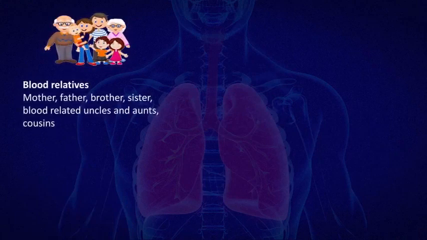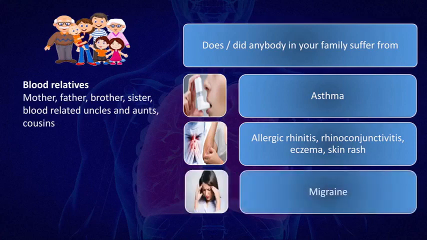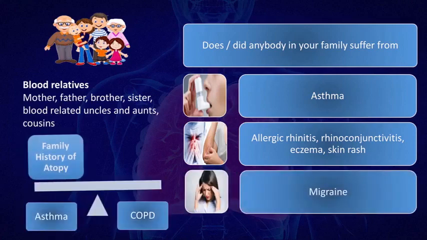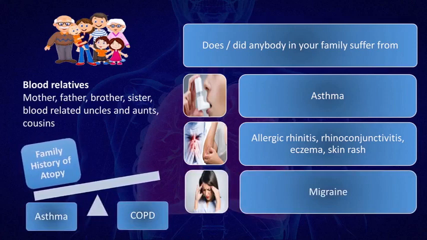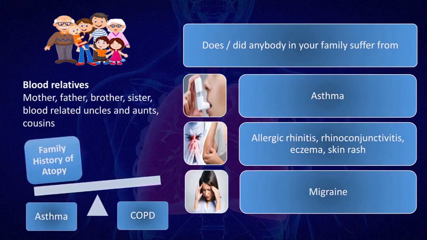Similarly, if anybody in the family of that patient had any of these atopic diseases, then the diagnosis goes a little more in favor of asthma. This is because we all know that asthma is a very strong genetic disease. In fact, it is one of the strongest heritable diseases that you can get. So if there is a family history of asthma, then there's a very strong weight that goes in the pan of asthma. So family history of atopy goes more in favor of a diagnosis of asthma.